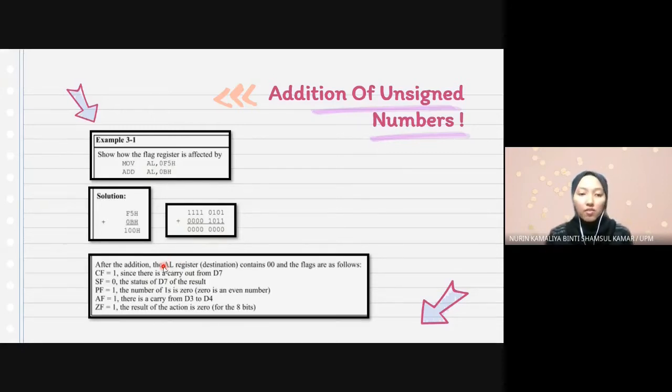The auxiliary flag is 1 because there is a carry from D3 to D4. And lastly, the zero flag equals 1 because the result of the addition is 0. Because the result is all 0s, the zero flag equals 1.